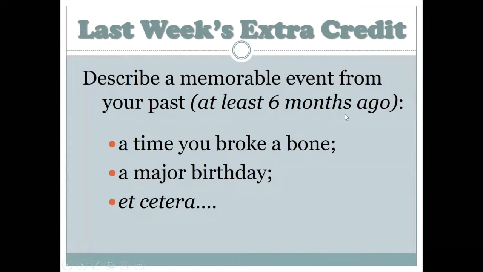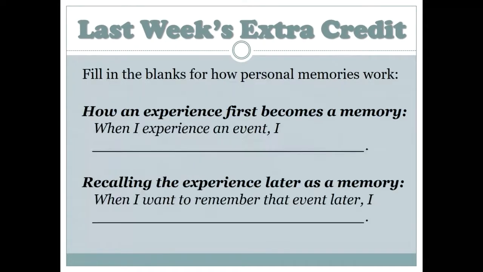But the sort of thing that I want to pull from this is more of just our general understanding of how memory works. So I wanted to pull a few key quotes from each of you when you filled in the blank for both of these sentences. For when an experience first becomes a memory: when I experience an event, here's how that event becomes a memory in my mind. And then later, when I want to recall that experience as a memory, here's what goes on in my mind.